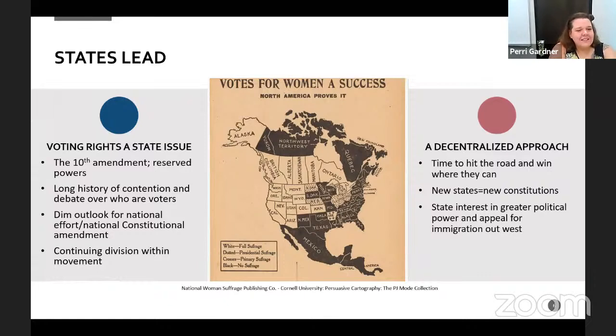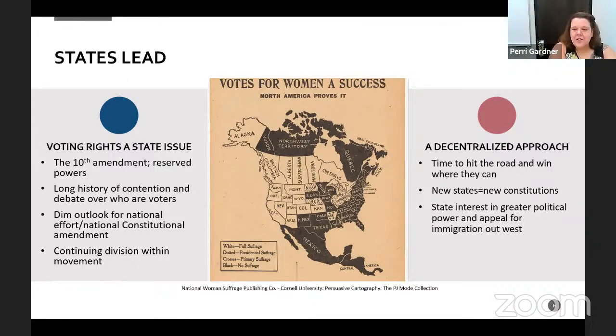And it is the 10th Amendment and this ability, right, to have state action on elections and voting rights that allows Western states to begin to make the choice, especially when they're writing their constitutions and becoming states, to enfranchise women. It was at this time especially a very dim look for a national effort, though later in the late 1800s, we begin to see, with lots of success in the West, a revival in the idea of a national effort to enfranchise women. And so, with continuing division within the East Coast national movement and more action beginning out West, we see a decentralized approach.